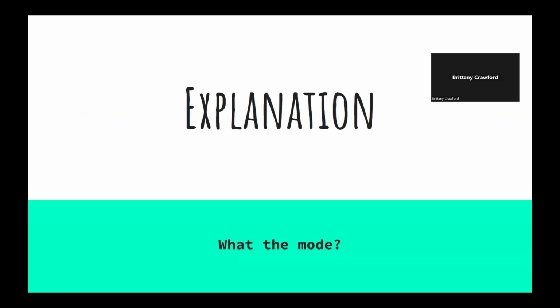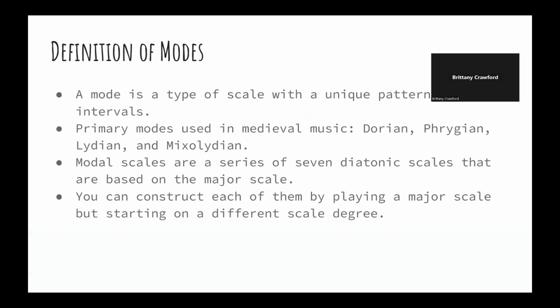What is a mode? Explanation of modes. A mode is a type of scale with a unique pattern of intervals. The primary modes used in medieval music were Dorian, Phrygian, Lydian, and Mixolydian. Unlike the major and minor scales we're familiar with today, modes were used extensively in medieval and Renaissance music.